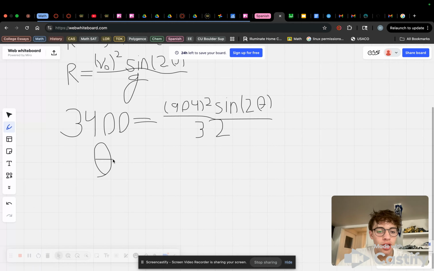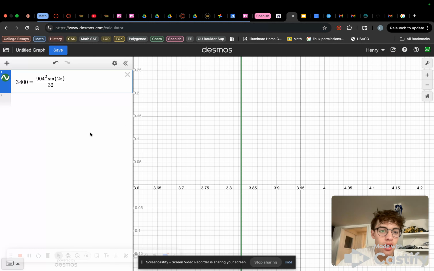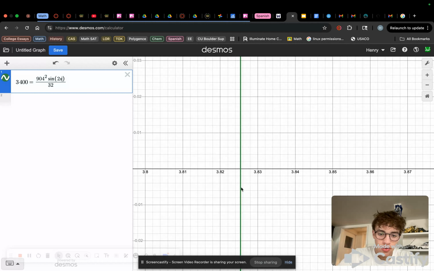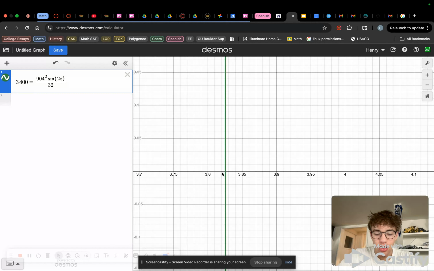Now we could plug this into Desmos, which I did right here. Same equation, except I'm using x instead of theta because Desmos doesn't recognize theta as a variable, so we're just going to have to assume x is theta. And I get a value of around 3.83, 3.82.